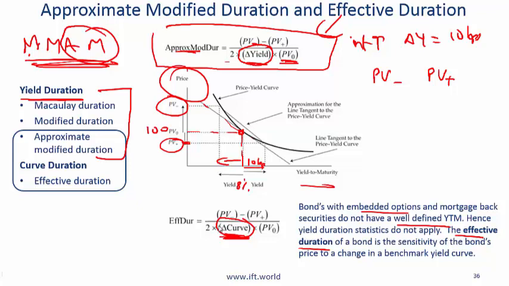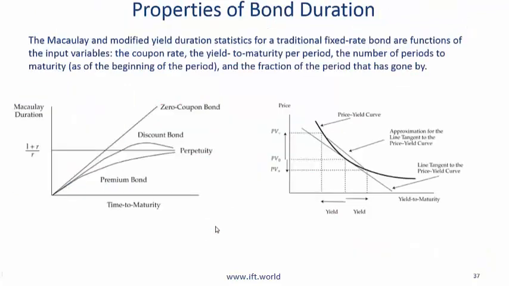From a testability perspective, if you get something that says that you need to find the duration of a bond with embedded options like a callable bond or putable bond, then do you use yield duration or curve duration? Curve duration. Then you use curve duration. That is the key point. Okay, now this is also important, properties of bond duration. The Macaulay and modified yield duration statistics for a traditional fixed rate bond are functions of the input variables. So I'll emphasize what I think is more important here.